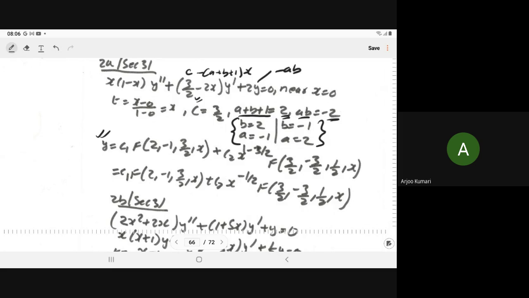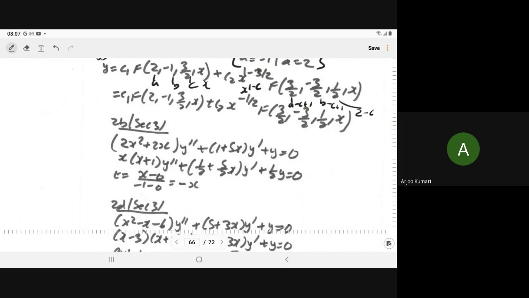x to the power 1 minus c, F of a minus c plus 1, b minus c plus 1, 2 minus c, and x. So in this case, what is this? A, B, C, x, and this is x to the power 1 minus c, and here we have a minus c plus 1, here we have b minus c plus 1, and here we have 2 minus c, and then x. So directly you can write the solution. Now there is no need to go through the longer Frobenius series solution. Directly you can write the Frobenius series solution.